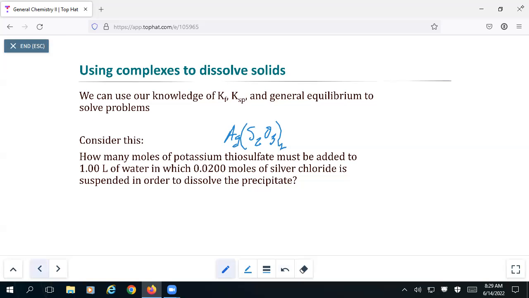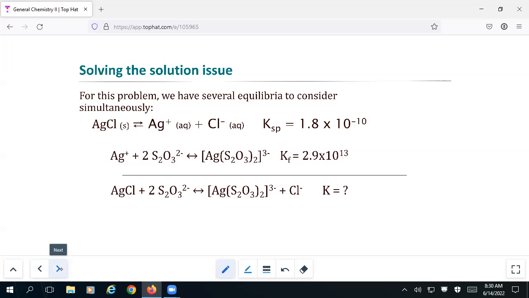And often what you'll see with complexes is, because we've got multiple sets of parentheses, you'll usually see it bracketed with the total charge on the outside, which would be -3 in this case. -3 because silver is +1 and each thiosulfate is -2. So there are two components to this problem.